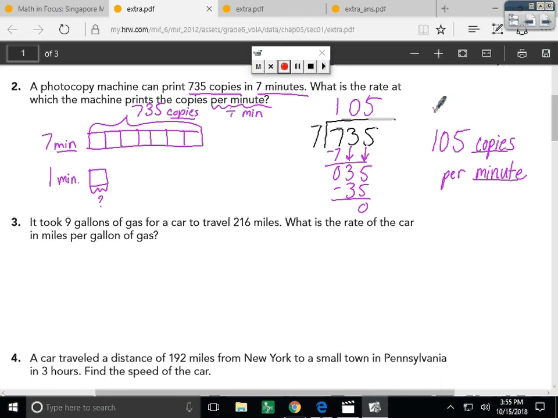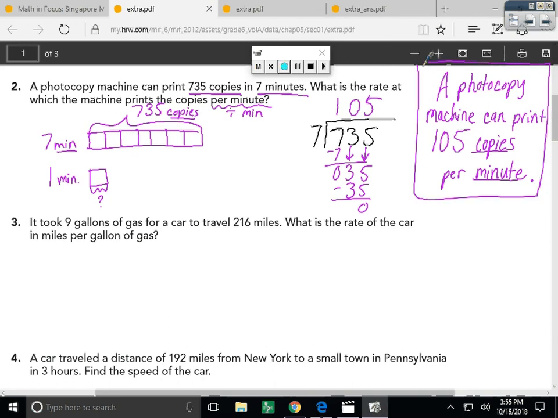It probably would be better to say a photocopy machine can print 105 copies per minute. That's a good final answer. I've given you a label, and this label has 2 parts. Notice I have to talk about the copies and the minutes. I didn't really emphasize that on number 1, but every label here, if we're talking about a rate or unit rate, needs 2 parts, 2 different units that we're comparing.